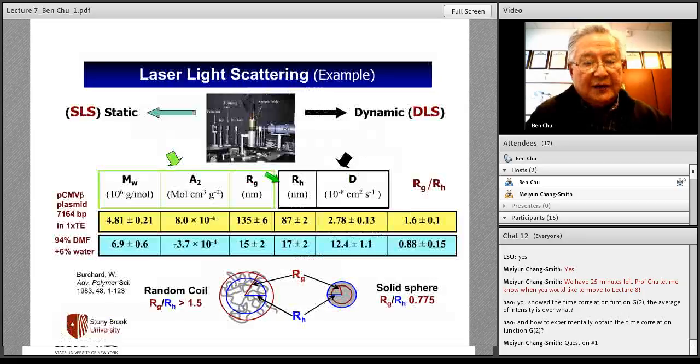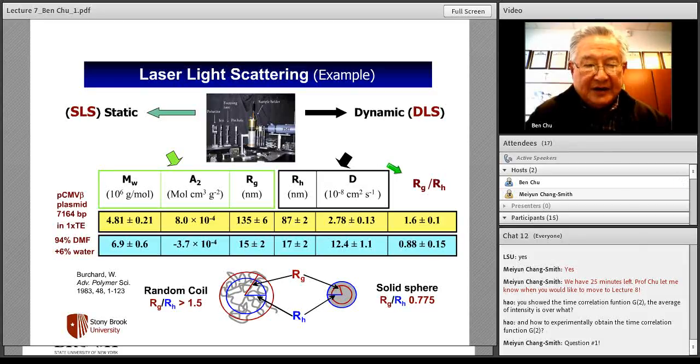So totally, for biology, the essential main simple features that you get out of that, I'll give you an example using plasmid DNA of 7,164 base pairs in one-time TE buffer. This is the set of information you can get. You get the molecular weight, second virial coefficient, radius of gyration, and hydrodynamic radius from the diffusion coefficient.